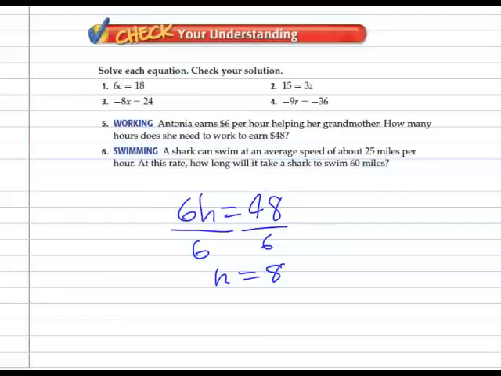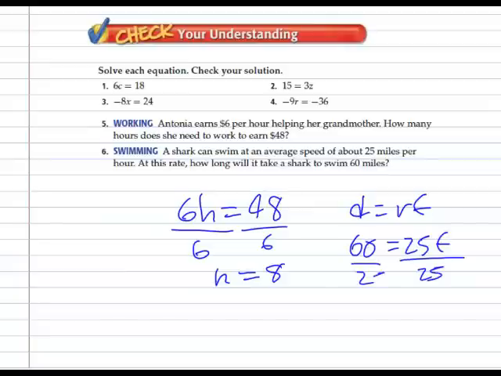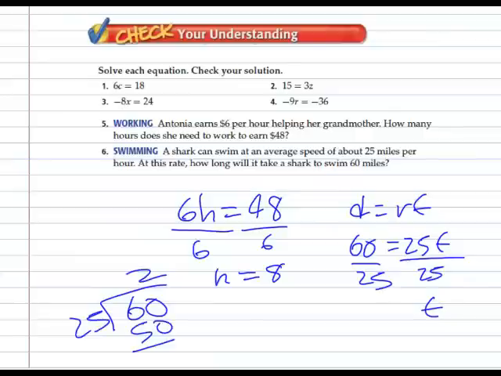A shark can swim at an average speed of 25 miles per hour. At this rate, how long will it take a shark to swim 60 miles? Distance equals rate times time. To swim 60 miles at 25 miles per hour. Divide both sides by 25. T equals 60 divided by 25, which is 2.4 hours.